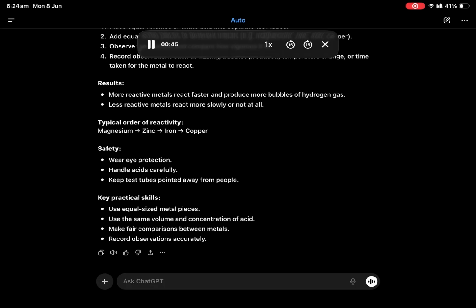Key practical skills: use equal-sized metal pieces. Use the same volume and concentration of acid. Make fair comparisons between metals. Record observations accurately.